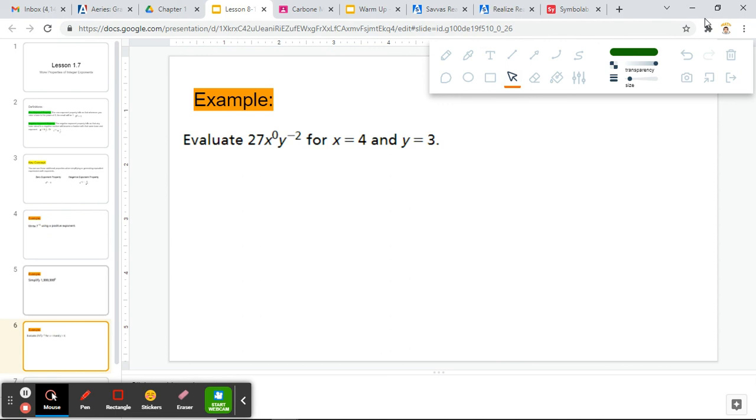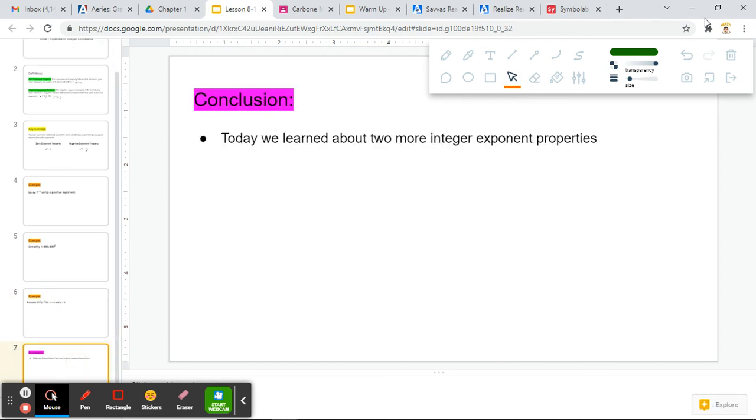Alrighty, peeps, that is it for us today. So make sure you write yourselves a 2-sentence conclusion. Today we learned about 2 more integer exponent properties, the 0 power property and the negative exponent property.